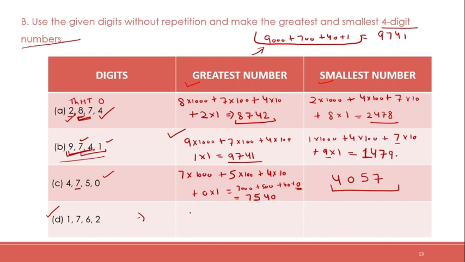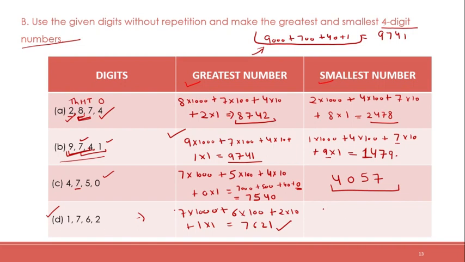Now, let's come to the fourth. I'll do it speedily because I have explained the above questions very slowly, right? So, for the greatest number, how will we proceed? We'll find the greatest digit. It is 7. 7000 plus, then again greatest from the remaining digits is 6, 600, then 2 into 10, then 1 into 1, right? So we will get 7621. This is the greatest number which we can make from the given four digits, right?